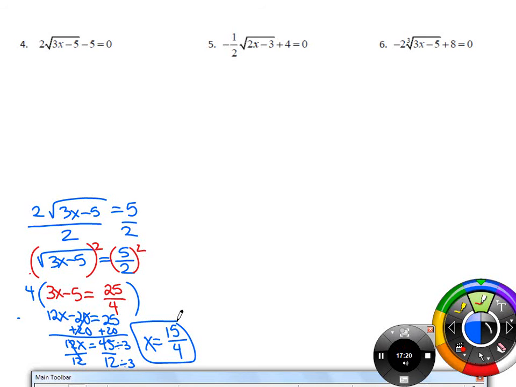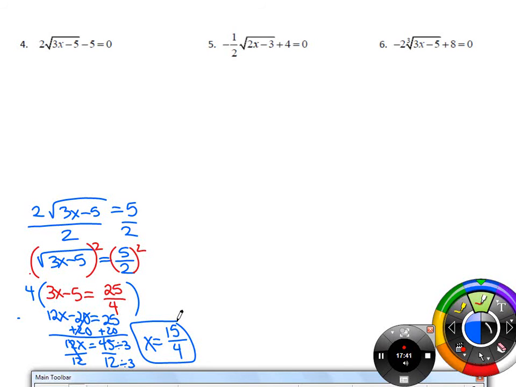Is this okay? If I wanted to make sure I was right, what if I felt like I made an error, or maybe there was something incorrect about my problem? What would I do? Mikey? Yeah, plug 15 over 4 back into the original equation where x is and figure that out.